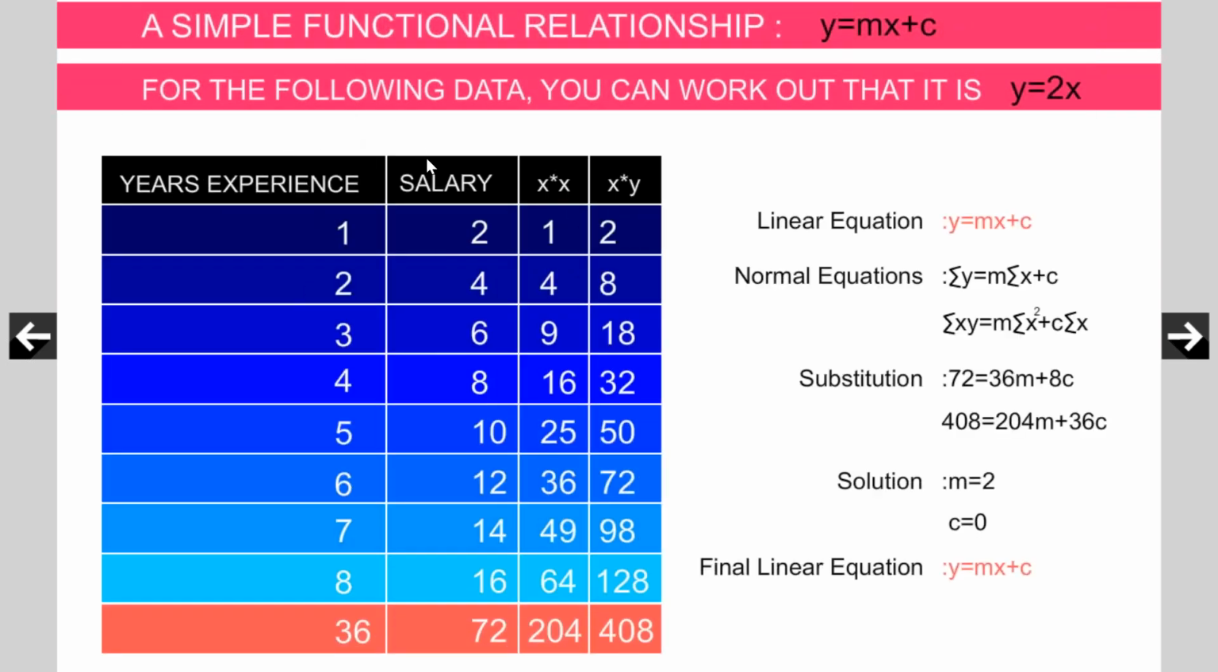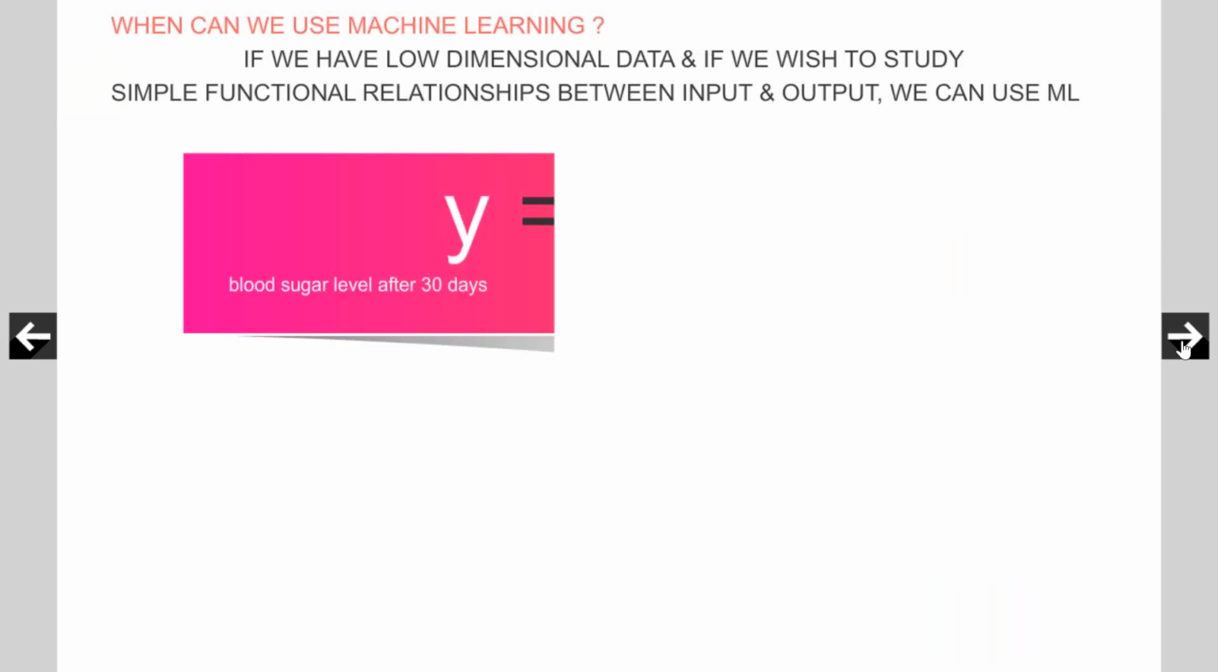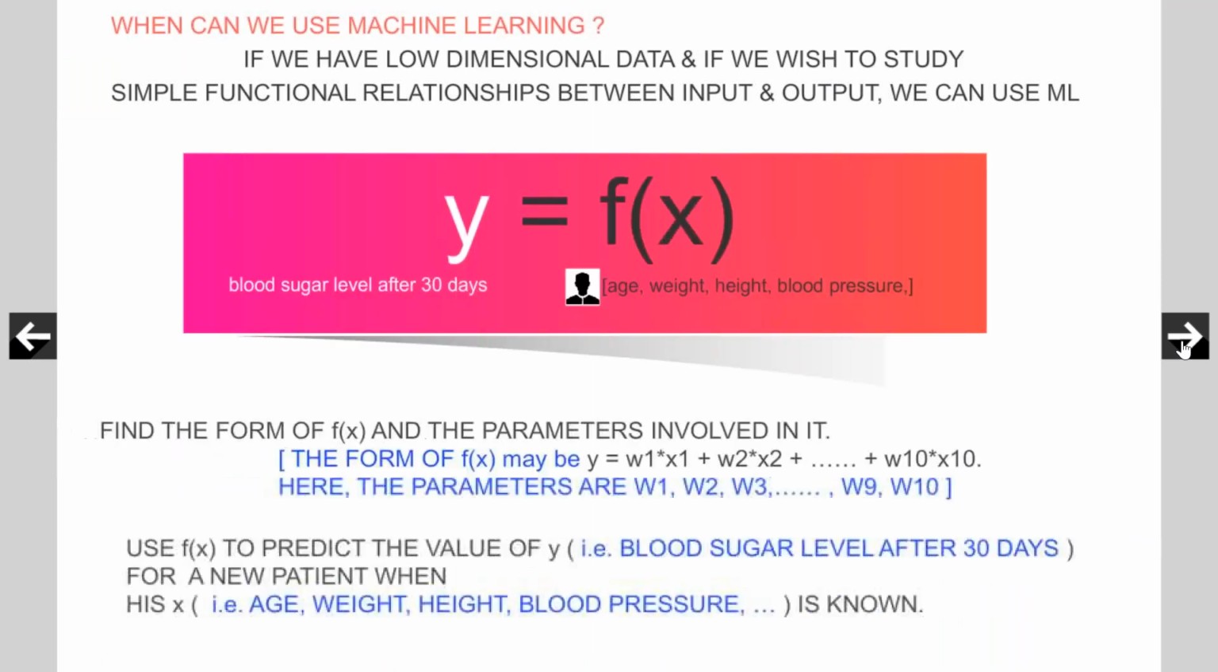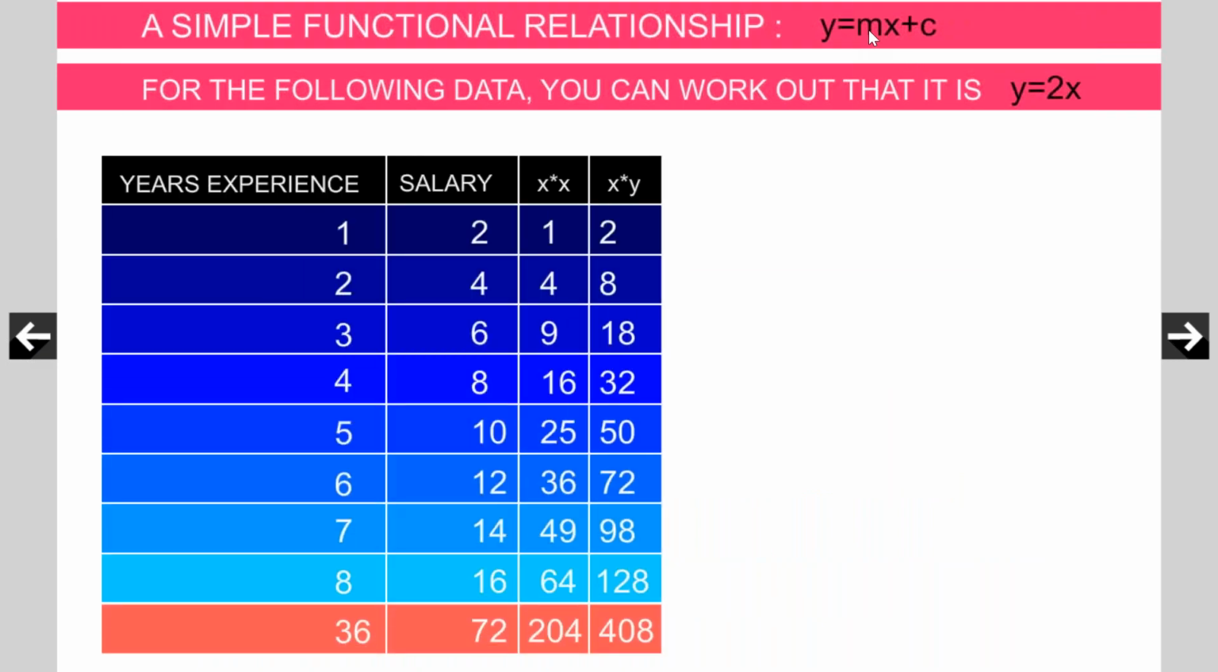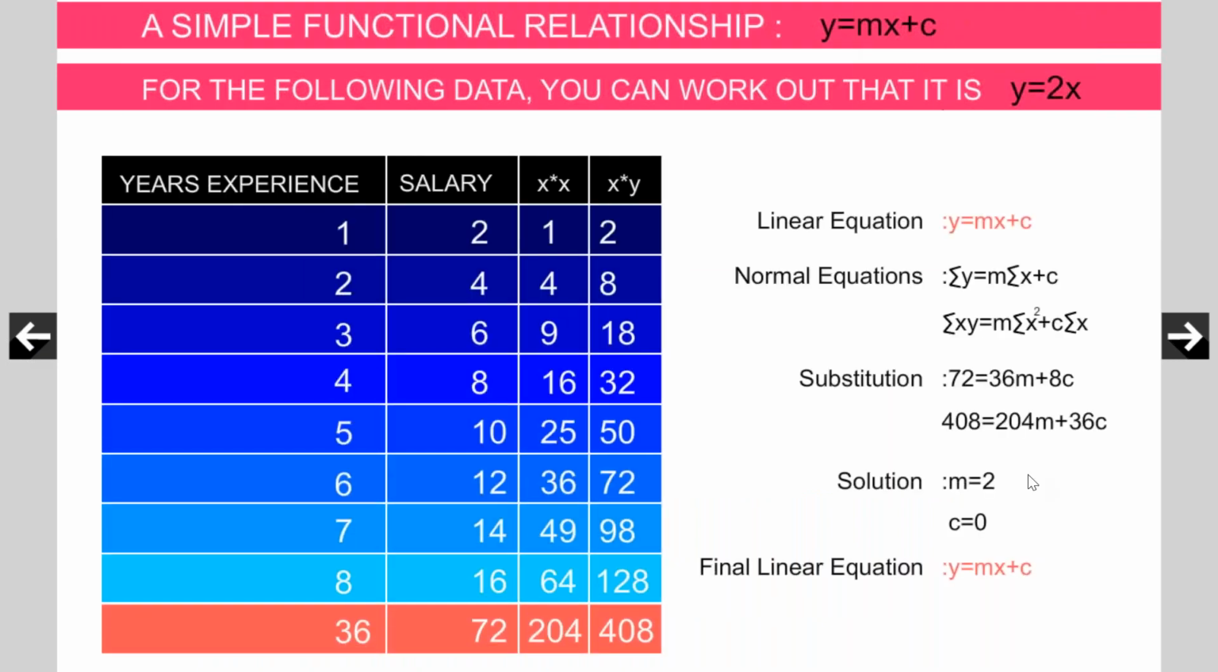So when you have to find the relationship between only two variables, x and y, or three variables, x1, x2, x3, you can use some manual method to solve the problem. What do I mean by solving the problem? Finding the values of the parameters. Here, the values of the parameters are m and c. You can find the value of c as 0, m is equal to 2. This you can do, right, using a manual calculation.